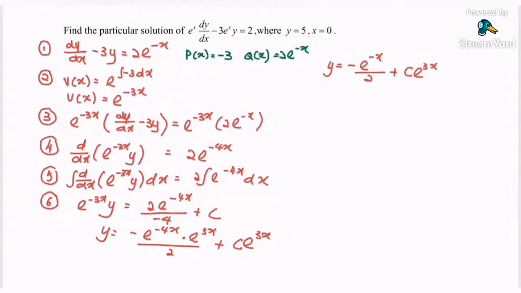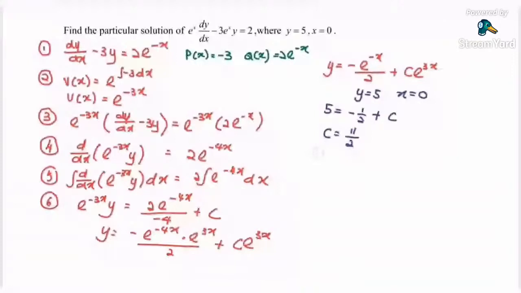Finally, step number 7, we have the particular solution. y is equals to negative e to the power negative x over 2 plus 11 multiplied with e to the power of 3x over 2. So, nampak tak apa yang tengah berlaku? So, di sini kena beri perhatian ya.